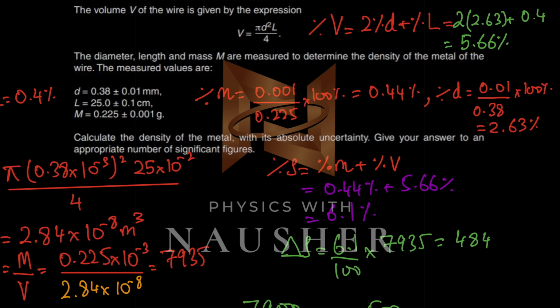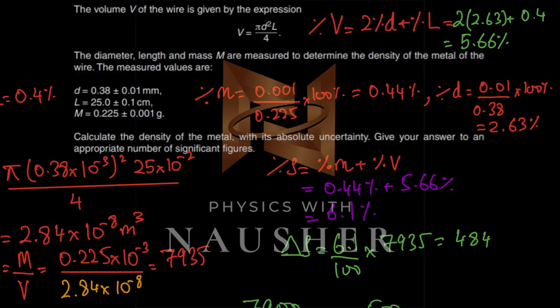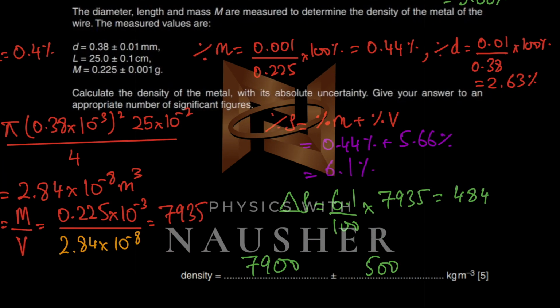Now, ये 6.1% एरर किसके अंदर है? ये डेंसिटी के अंदर है. So you take 6.1% of the value of density to calculate the absolute uncertainty. Turns out to be 484. You round off to 1 SF. Errors are supposed to be given to 1 SF. So 484 turns out to be 500.